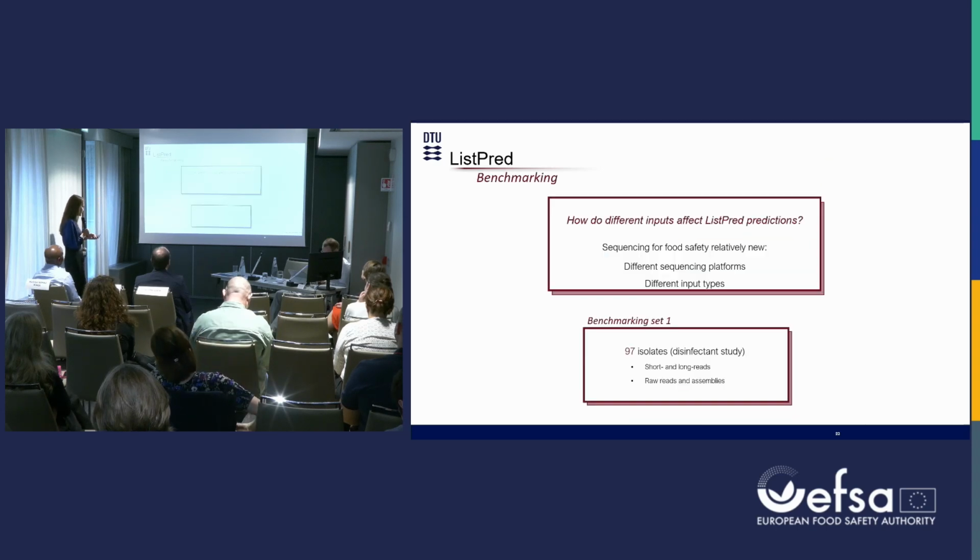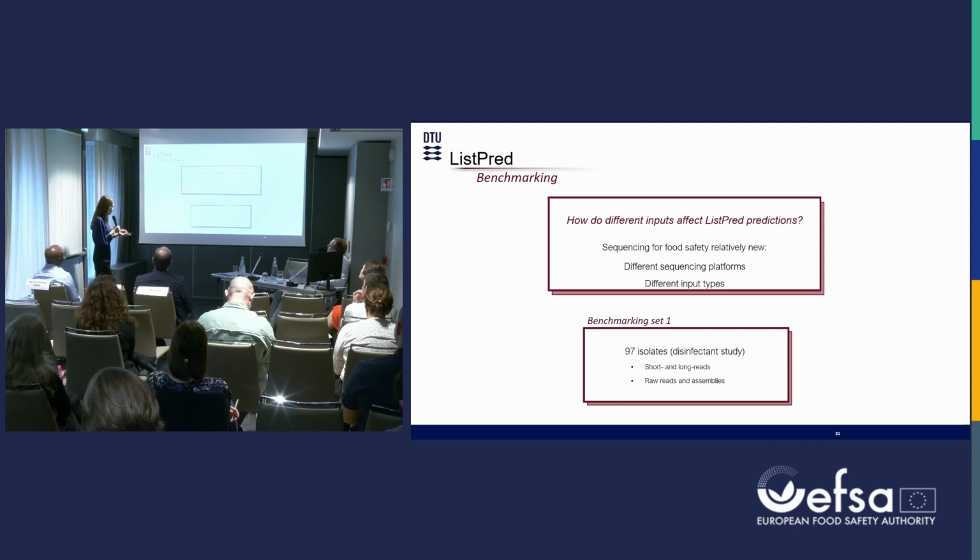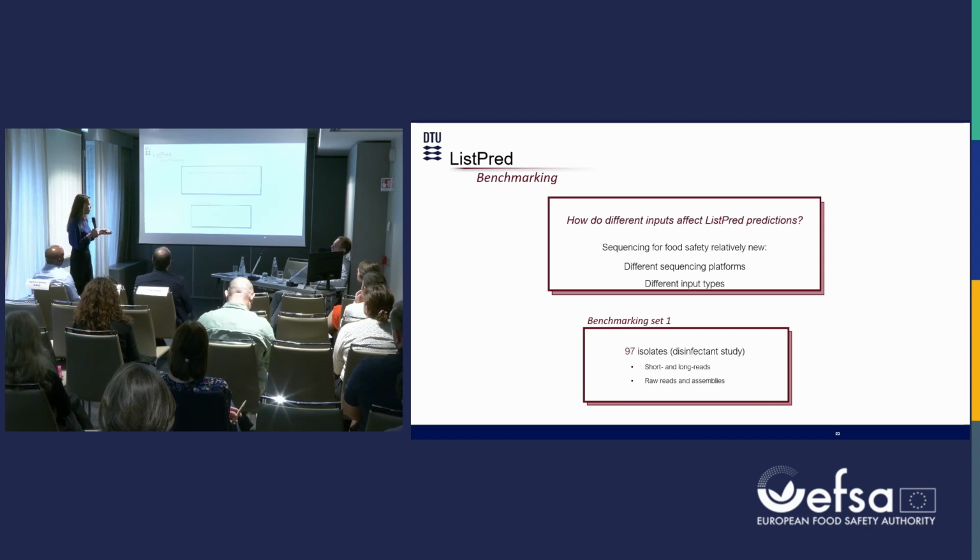We also tested the entire ListPred pipeline with different input data, because sequencing technology is now not short read only, it's also long reads, right? Nanopore. So we tested the performance of our pipeline using the same isolates sequenced both as short reads by Illumina and long reads by Oxford Nanopore. We also tested inputting the data as raw reads in FastQ format or as assemblies in FASTA format, and how it performs.